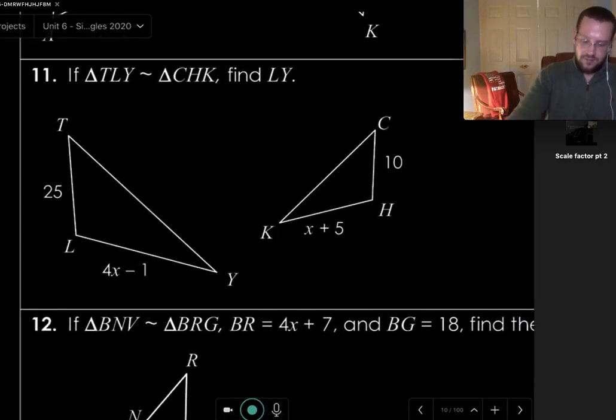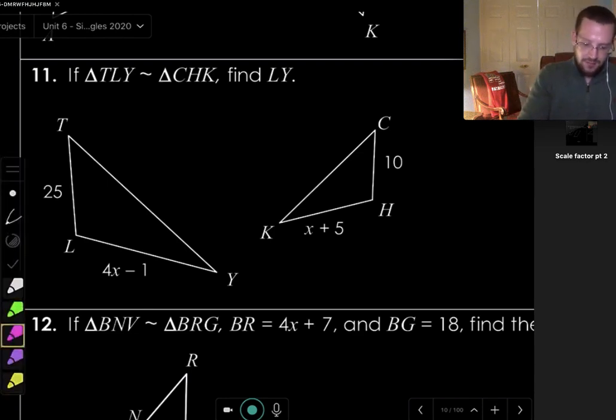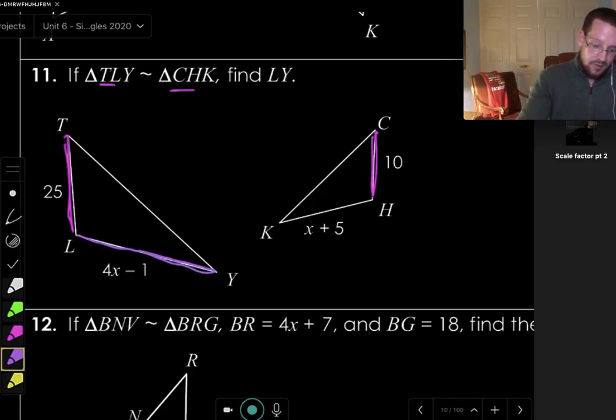Okay, let's see. A scale factor here. So let's see, we have TL and CH. Let's just see what the scale factor is. Oh, you know what? This one, we're going to have to set up a proportion. Otherwise, we're probably going to end up wasting our time. So here we go, I'm going to set up a proportion.